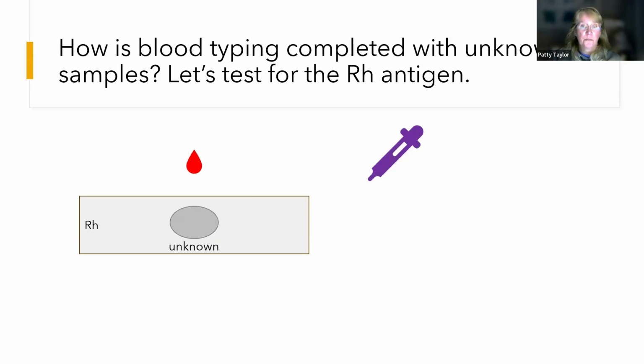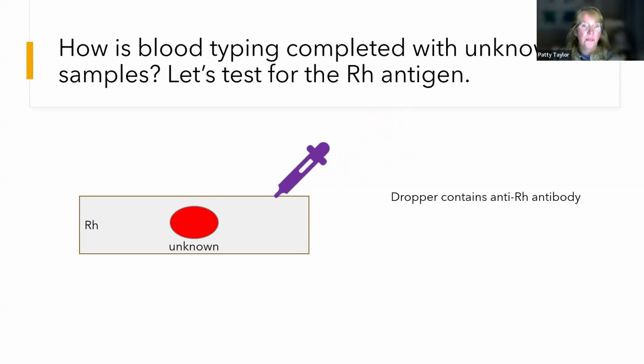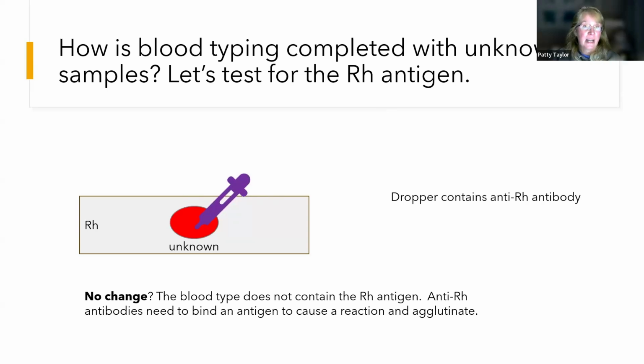Let's do it for RH. So again, let's take a drop of someone's blood. Let's place it in this well. And let's fill a dropper full of anti-RH antibodies. I'm hopeful that the routine is becoming familiar because if we drop that anti-RH antibody on this unknown blood, if nothing happens, that means we don't contain the RH antigen on our blood. No agglutination means we don't have it. It is as simple as no reaction means it's not your blood type, versus if there is a reaction, it means it is part of your blood type.